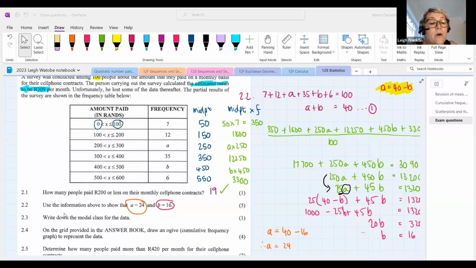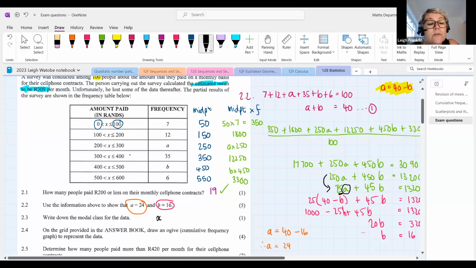Okay, there we go. All right, so it is the one with the highest frequency. So that class is the 300 to 400 group, okay, because their frequency is 35. So the modal class is the class between 300 and 400. So greater than 300, but smaller than or equal to 400. That is the modal class. So 1 mark for that.